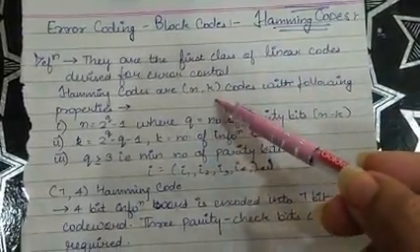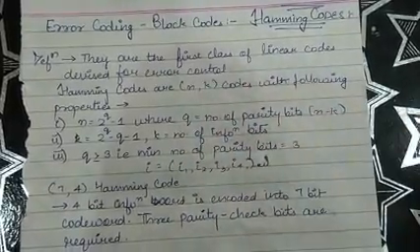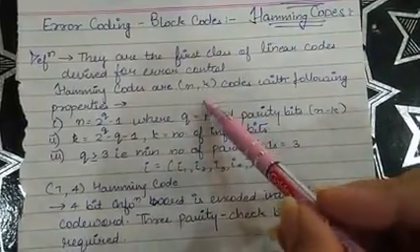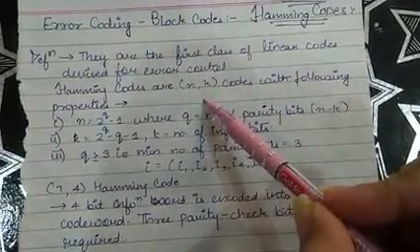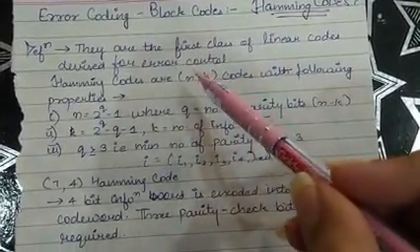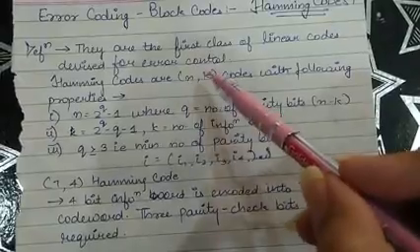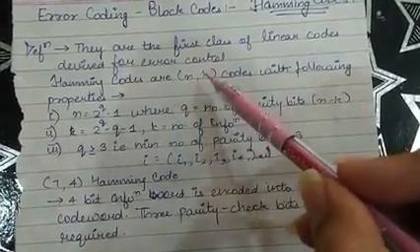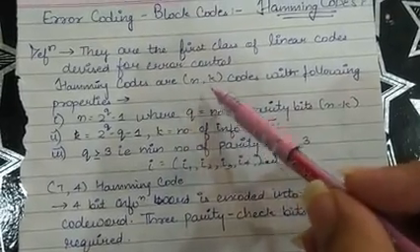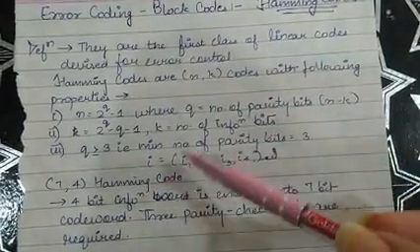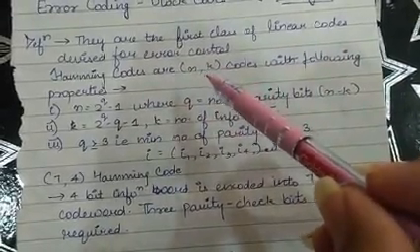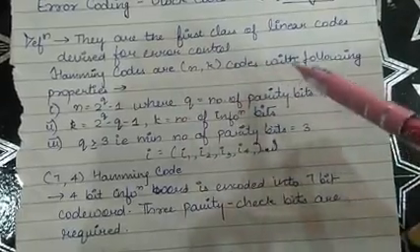As we have discussed earlier, when we were discussing the block codes, the basic way we represent our code words is in the form of n comma k. Here n is the code word length and k is the information bits. By deducting k from n, we get the parity bits, that is n minus k will give us the parity bits.